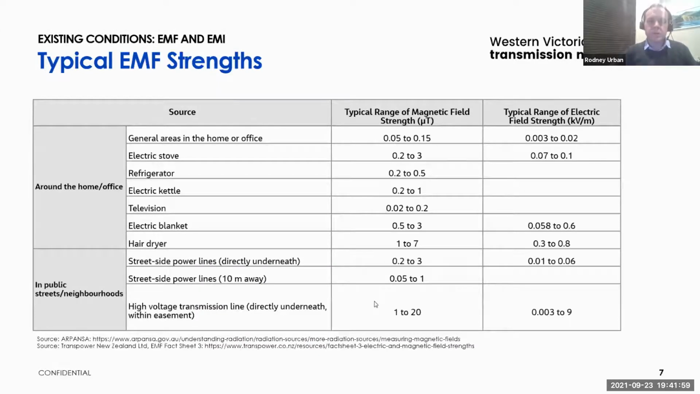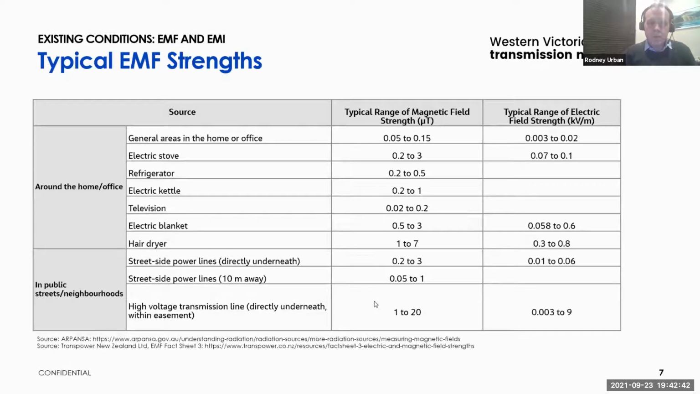In terms of typical strengths, there's been a lot of work done, a lot of measurements and research over a number of years. And on this slide, we've collated from various sources available on the internet, and we've provided those sources in this slide. Measurements have been done across a wide range of electrical and electronic appliances, household items, and also items that you'd find in your general neighborhoods. And we've broken it down into typical magnetic field strength ranges and also electric field strength ranges to give you an idea of what those ranges will be.